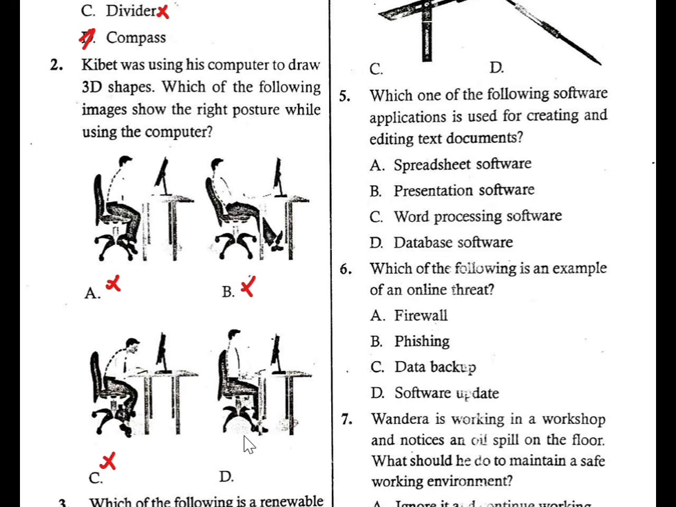You can see the diagram illustrates a proper sitting posture whereby you can see the back is straight, the feet are flat on the floor, and the thighs are parallel to the ground. And therefore, this is the right posture. Number 2, the answer is D.